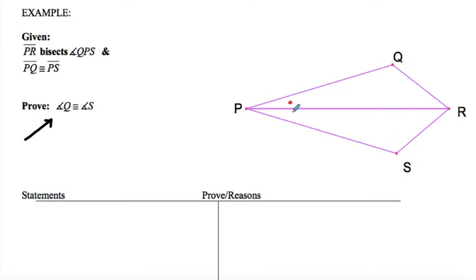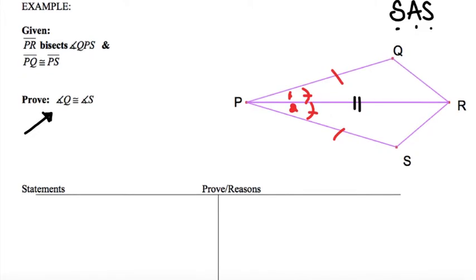All right, so first we make our note, PR bisects angle QPS. So that's these two angles being bisected. So I'm going to put a 1 and a 2, and I'm going to mark them congruent to each other. I just think that's going to be easier. And then it says PQ congruent to PS. Okay, so I marked that. And then I see that reflexive side. So wow, I already see that I can prove the triangles congruent by SAS. All right, and if the triangles are congruent, then these angles Q and S are congruent by CPCTC.